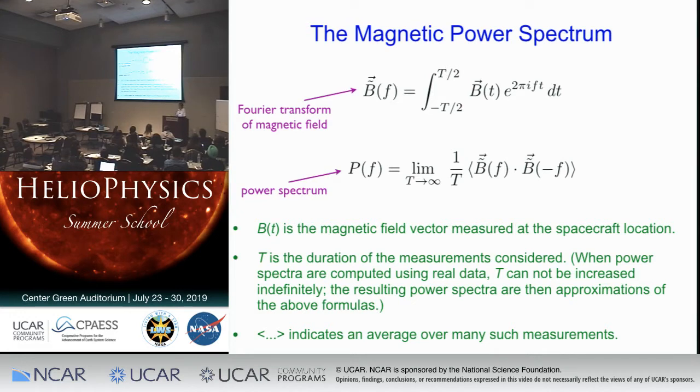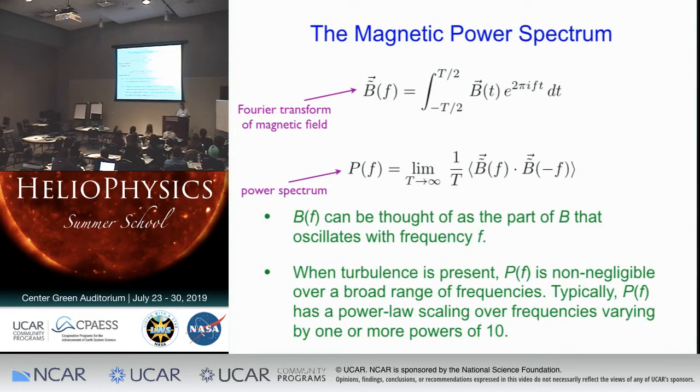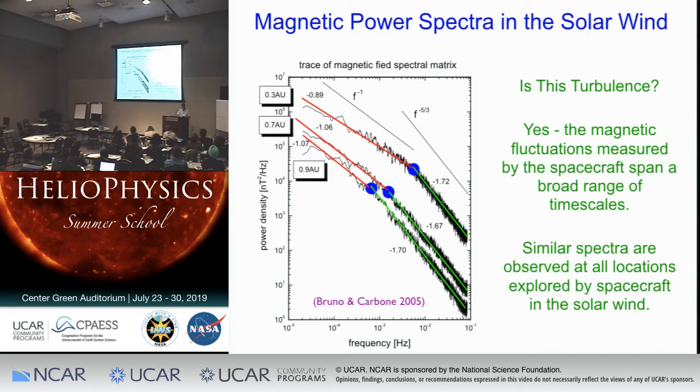All right, and this average here would indicate ideally an average over many such measurements. However, in practice, we might not do that. We might just take T to be large and not average over many measurements and just have P of f be that limit. All right, if we do that for this data, we get something that looks like this.